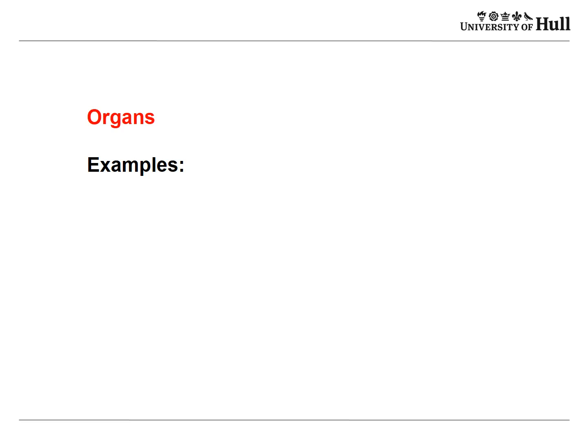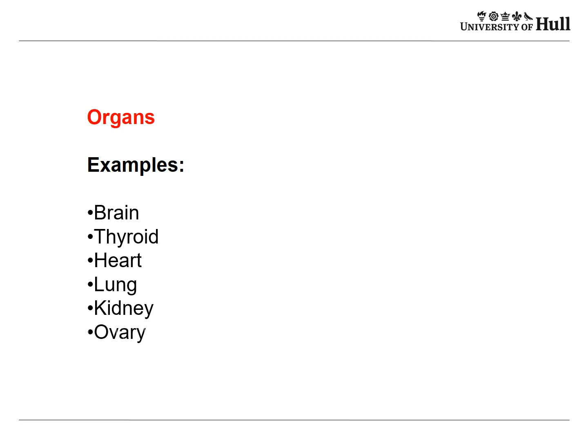Next, organs. Examples of the organs include the brain, the thyroid gland, the heart, the lungs, the kidney, ovary, liver and muscle, and the skin, which is also an organ. Each of these will be looked at in turn when we look at the systems in the following sessions.